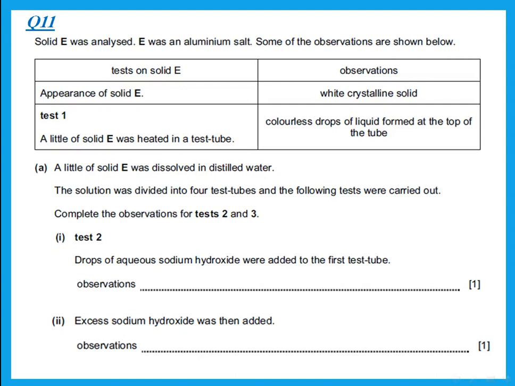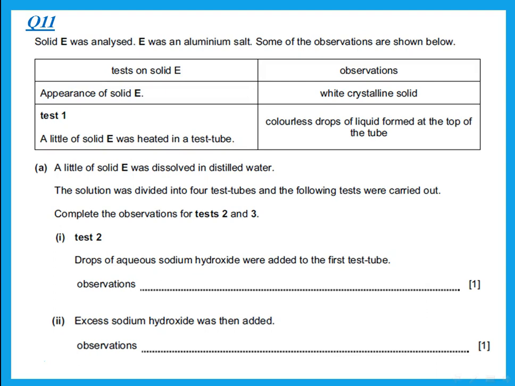Now, this is another kind of question which is usually present at the end of paper 6 in the Cambridge syllabus, or in the middle of the papers if it is in edX. Solid E was analyzed and he gives me some information. So here he's saying E is an aluminium salt. So we have to keep in mind that we're talking about something that has aluminium ions. Now, appearance of solid E: white crystalline solid.